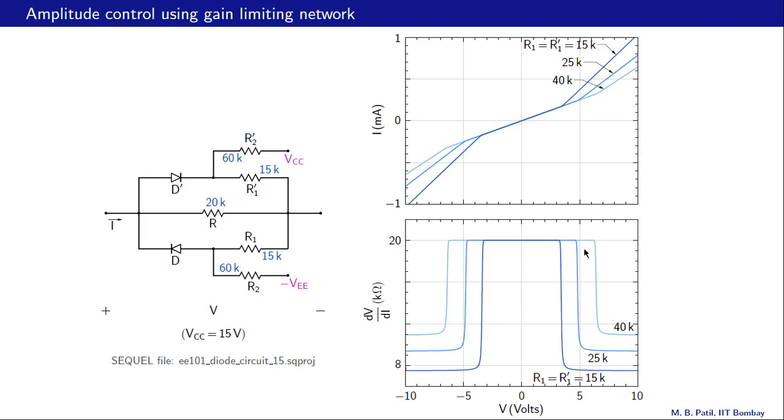So if we change the resistance from 15K to 40K, what it means is that the amplitude will change from about this much to about that much. And let us check that out now with the help of simulation in the next slide.